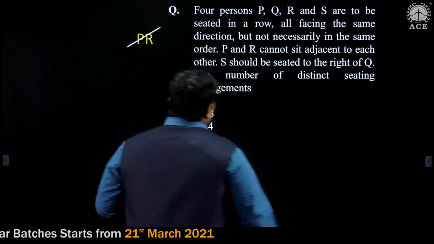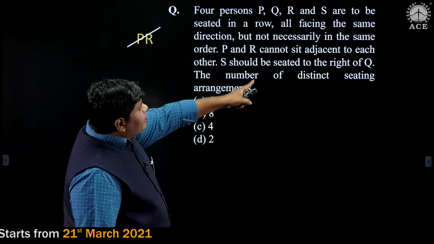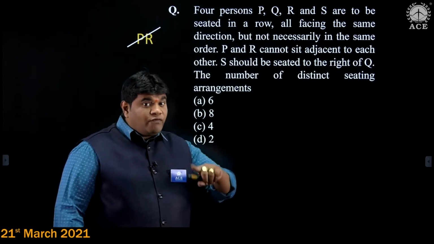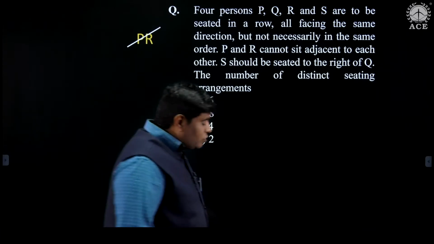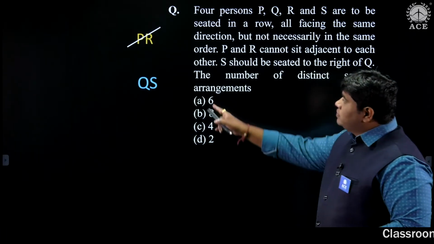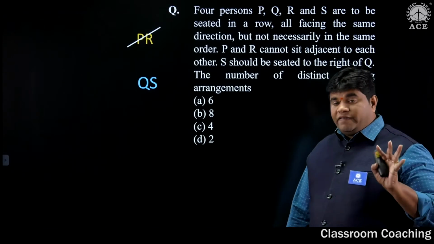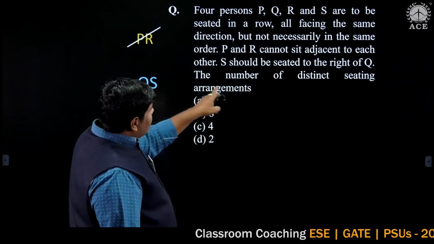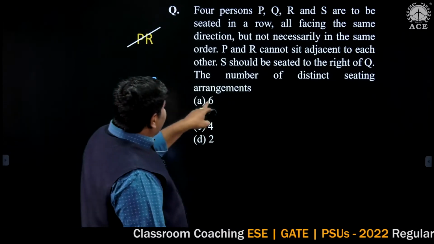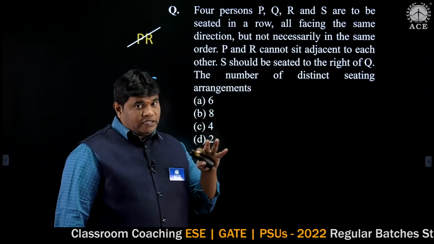Second point: S should be seated to the right of Q. Right of Q, meaning Q's right side is S. These 2 points are given. Now go to the question. The number of distinct seating arrangements, total how many chances?